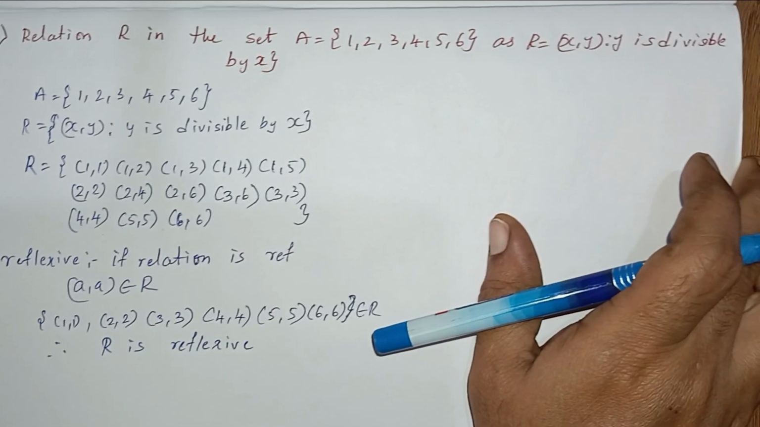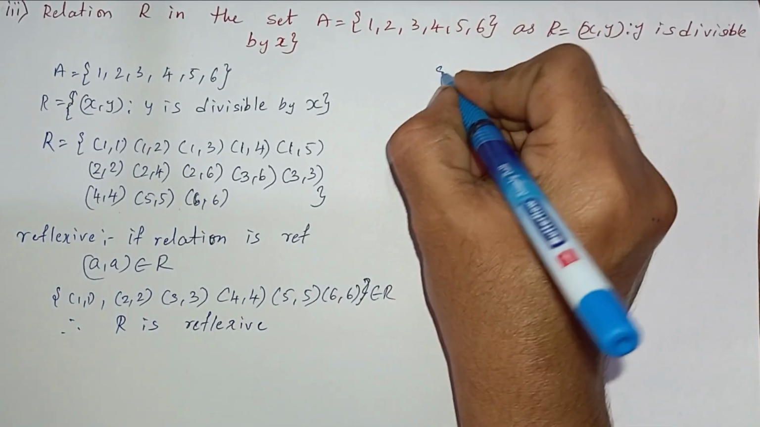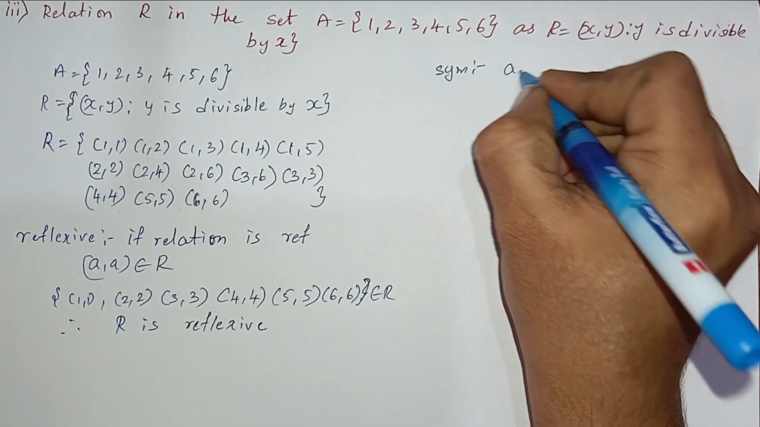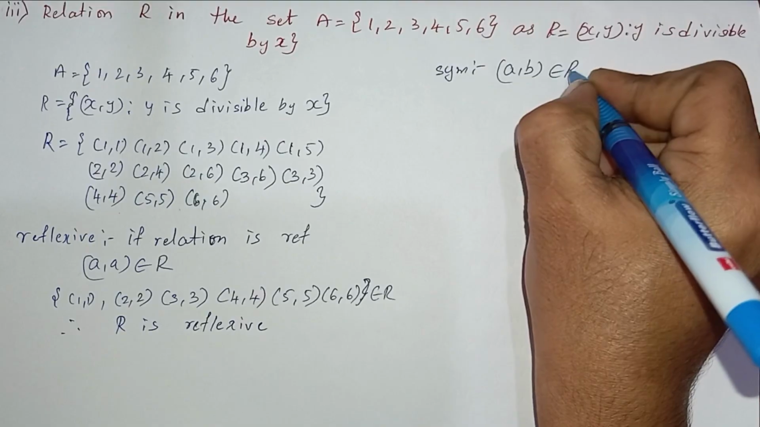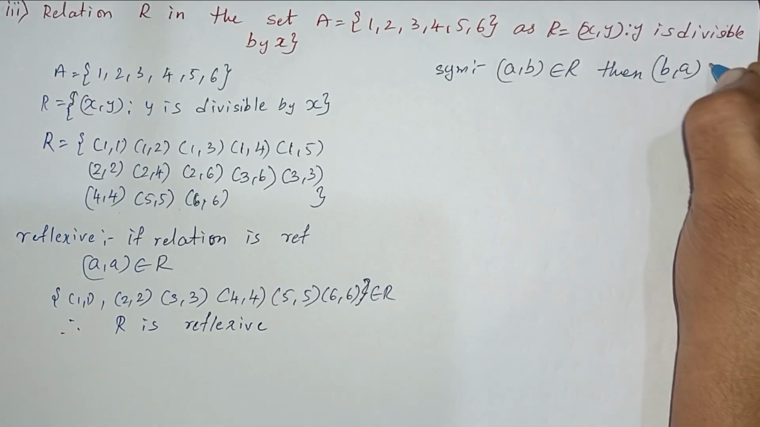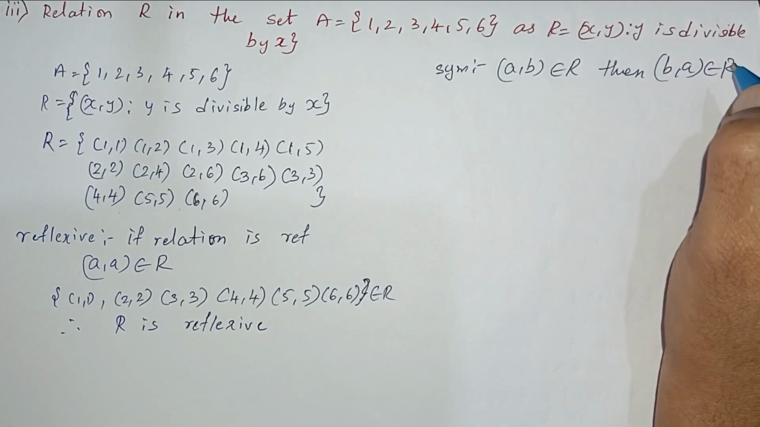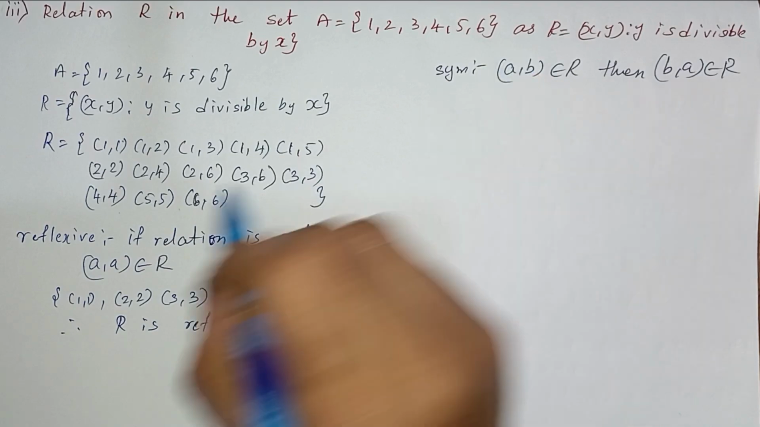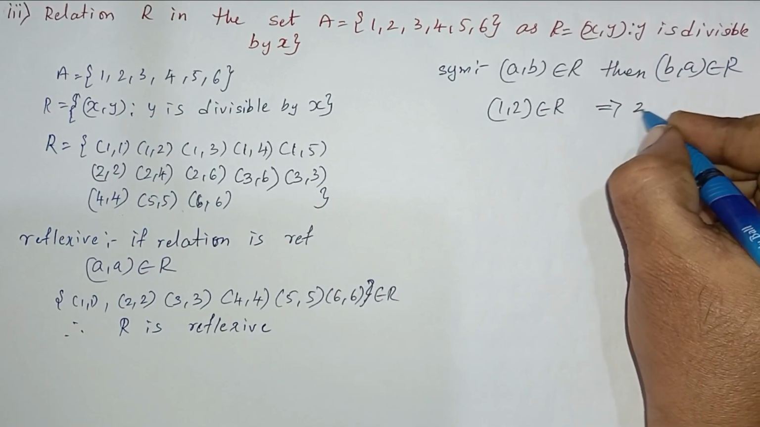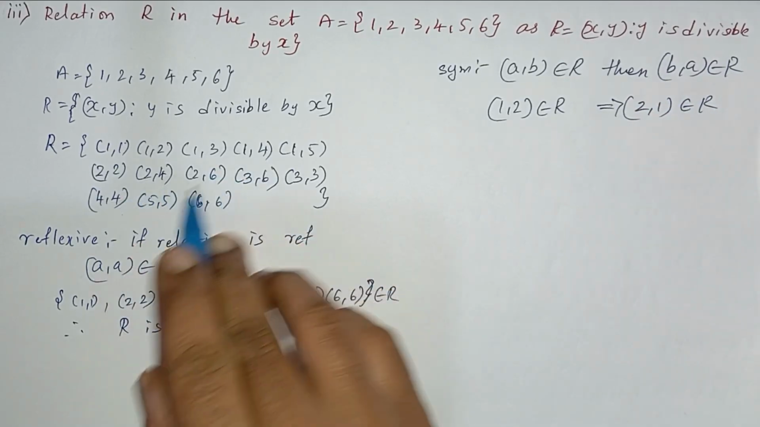Now we have to check for symmetric. If it is symmetric, then if a comma b belongs to R, then b comma a also should belong to R. So if we take 1 comma 2 belonging to R, this implies that 2 comma 1 also should belong to R. So here, do we have 2 comma 1?